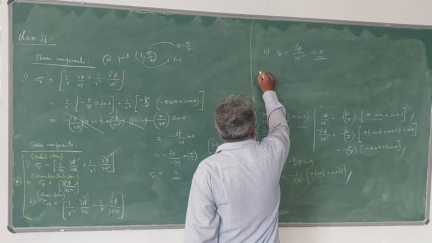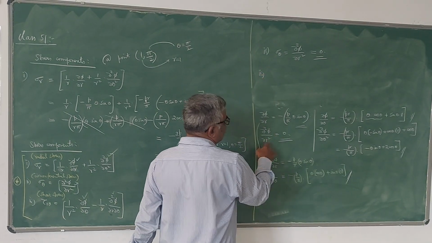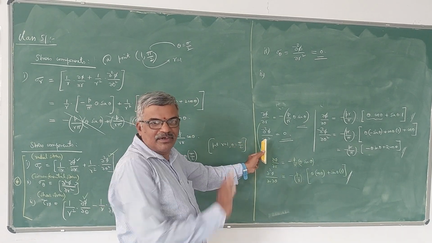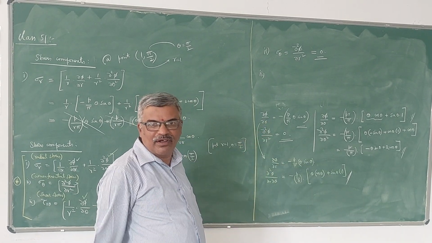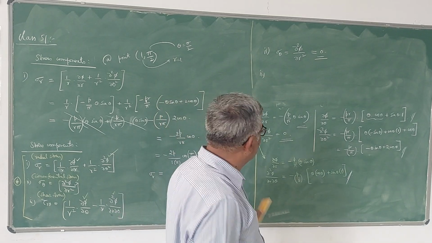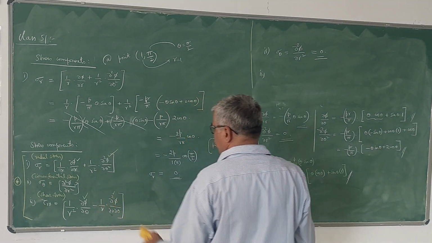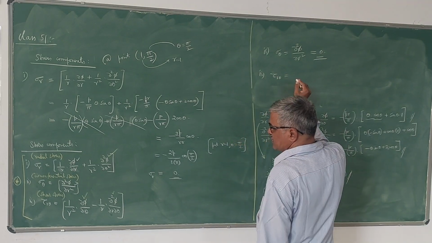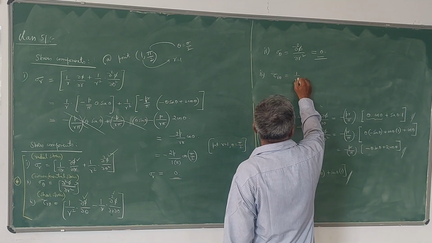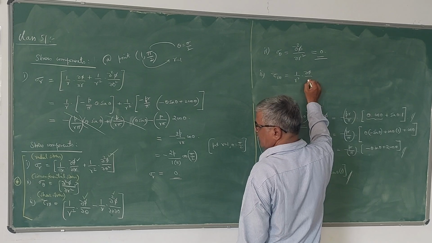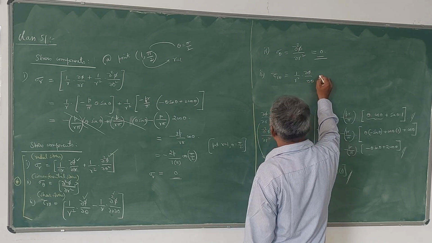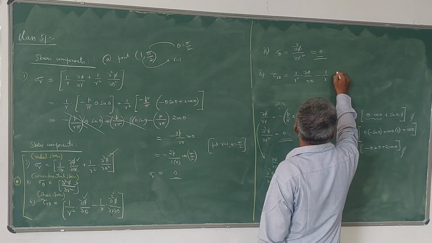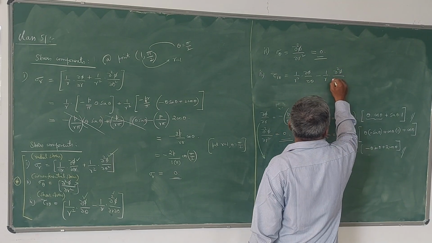Next, third one. Dou square by dou theta square, here itself it is 0. Overall it is 0. Whatever value of r and theta is there, it is completely 0. Now tau r theta, shear stress or tangential stress, is equal to 1 by r square into dou phi by dou theta minus 1 by r into dou square phi by dou r dou theta.